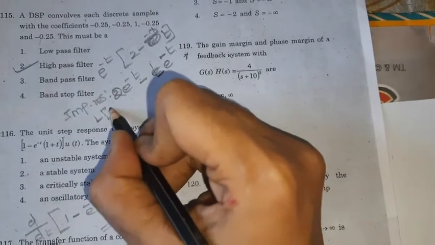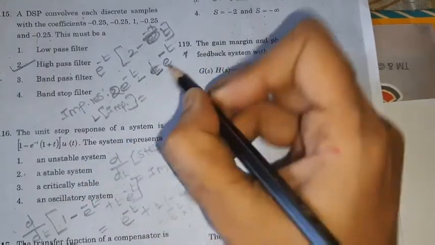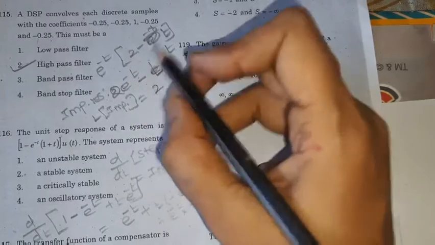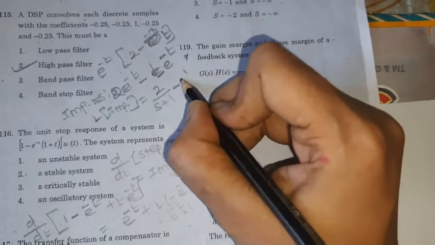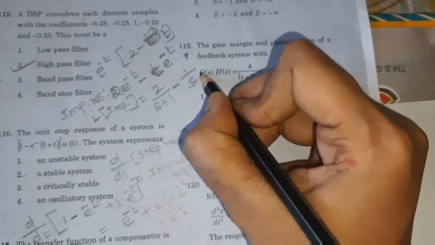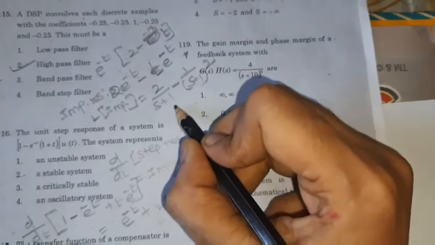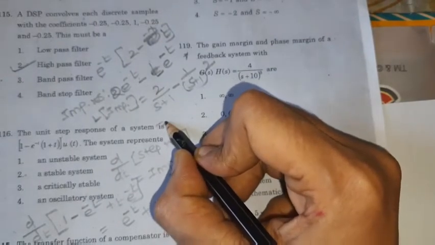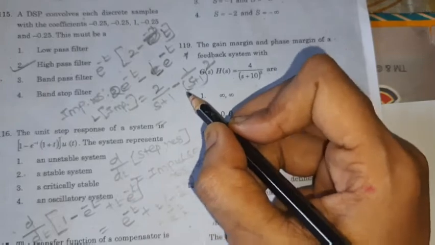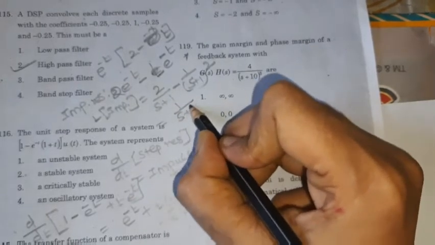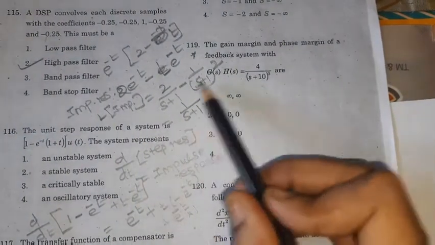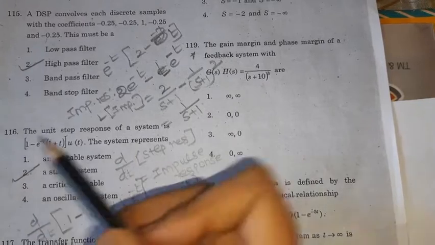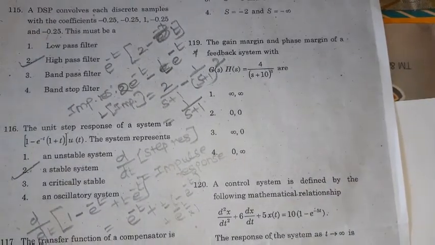Take the Laplace transform of that impulse response. We get 2 into 1 by s plus 1, minus the Laplace transform of t into e power minus t, which is 1 by s plus 1 the whole square. Take the LCM and solve, and we get s plus 1 in the denominator. This is the Laplace transform of the impulse response. See, this is a stable system. The given system is a stable system. So for 116, option 2 is the correct option for this problem.